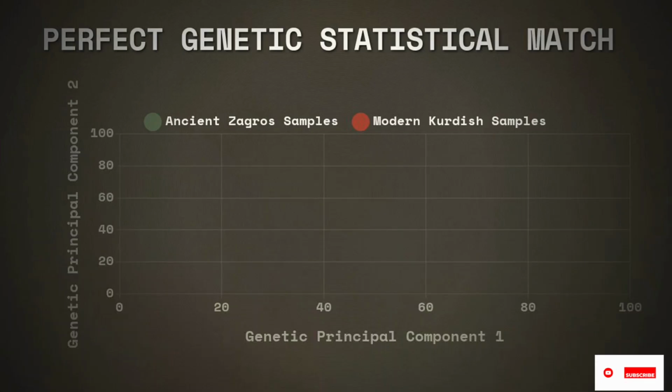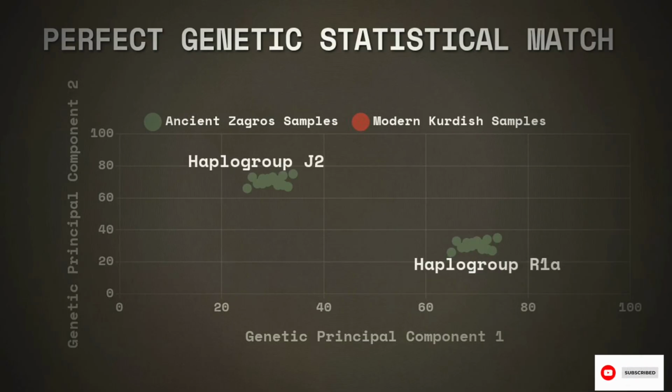Testing identified specific genetic markers, haplogroups J2 and R1A, present in high concentrations within ancient mountain populations. Comparing these results to modern samples revealed a direct statistical match. Today's Kurdish populations carry the exact same genetic markers as these ancient people.